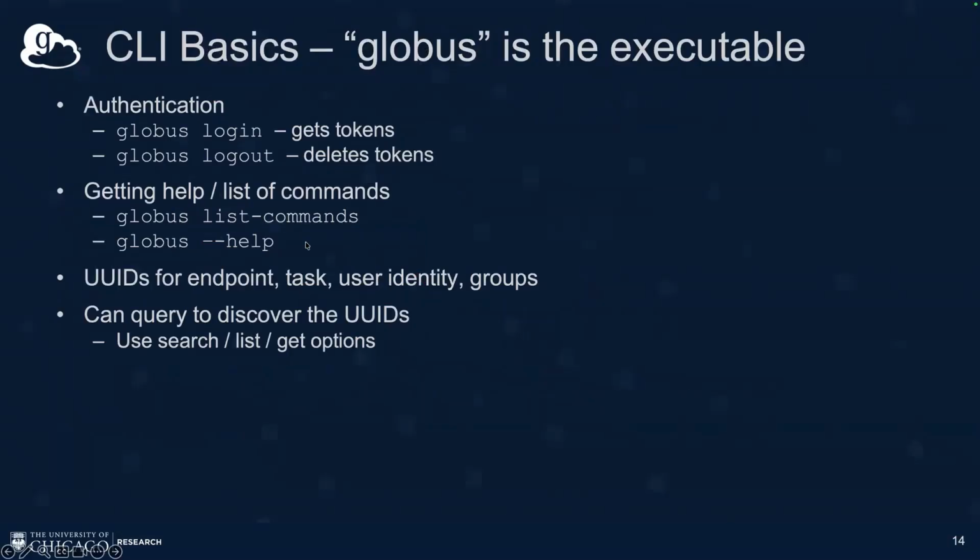To get help, type globus list-commands or globus --help. They actually give different levels of help, and so you might want to get familiar with both of them. The list commands just gives you like the dump of all the commands. Help actually is a little bit higher level. It gives you a little bit more information about how to use the tool and a little bit more context.